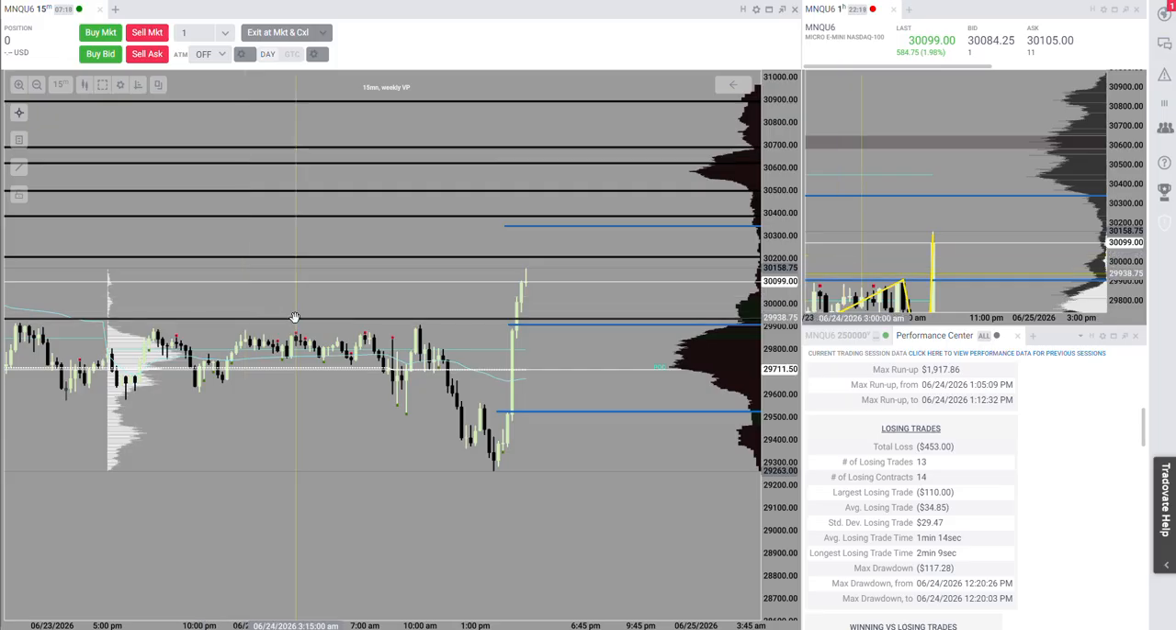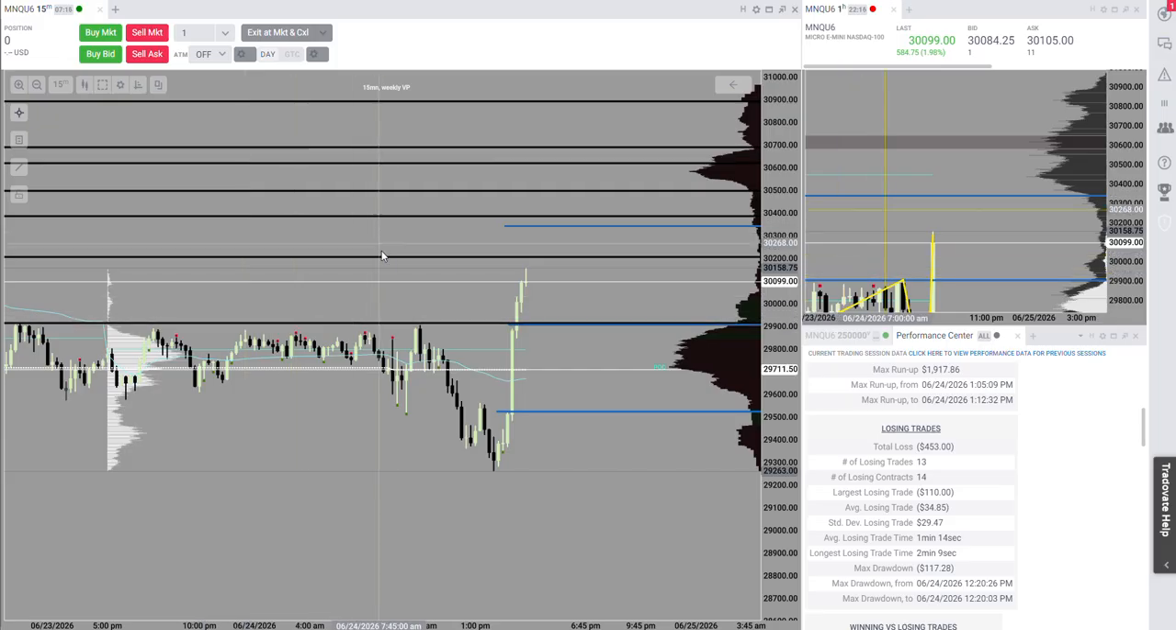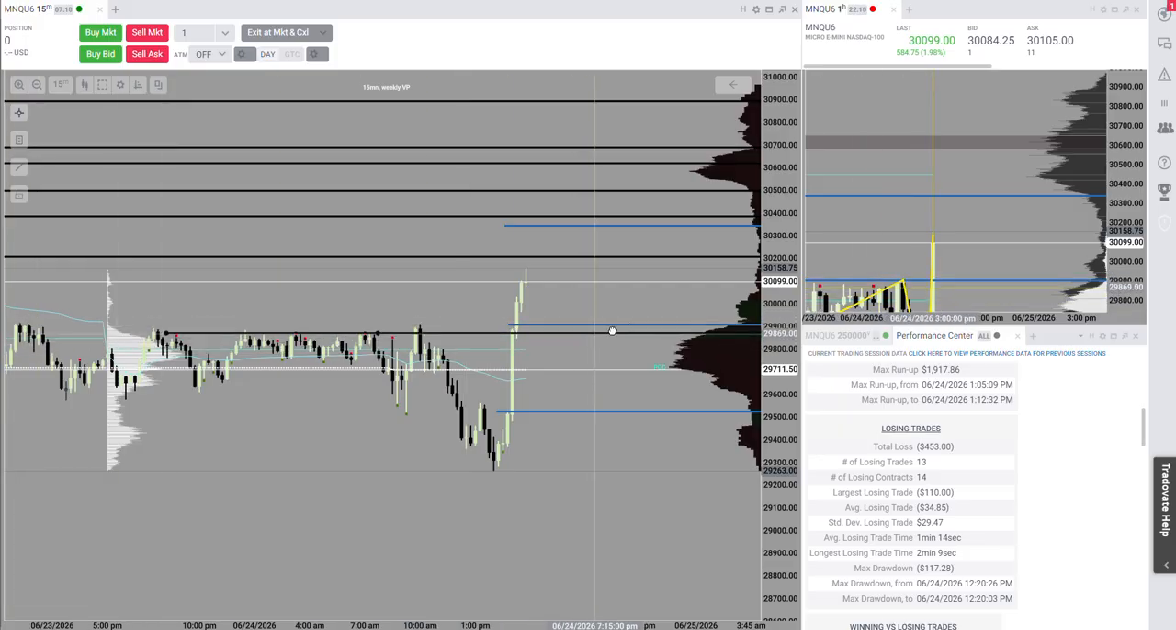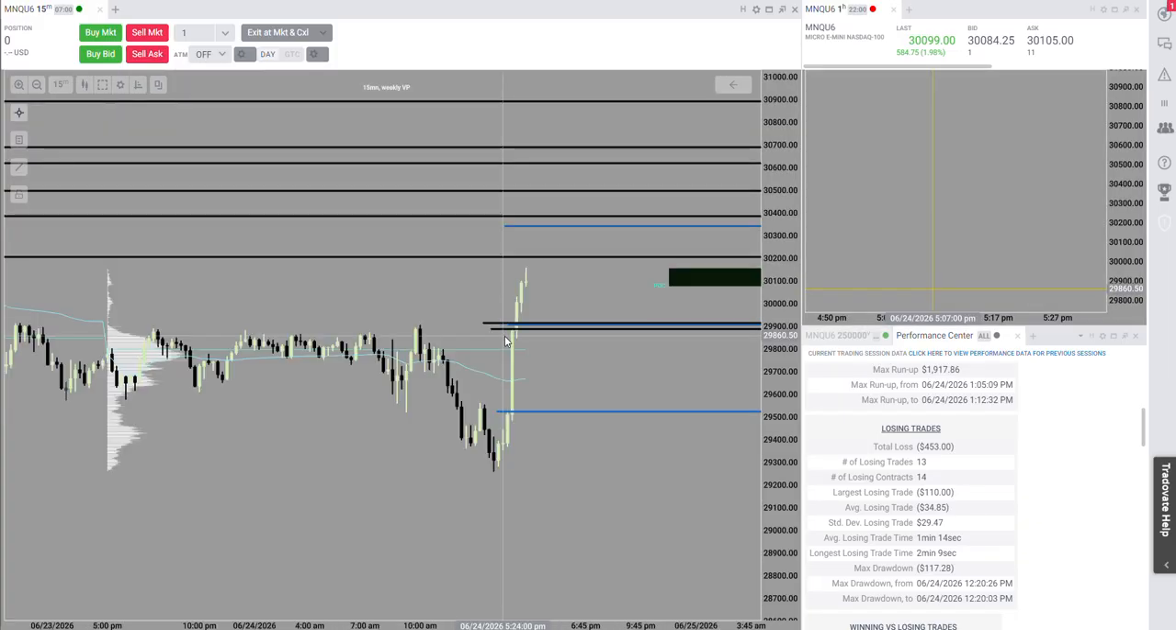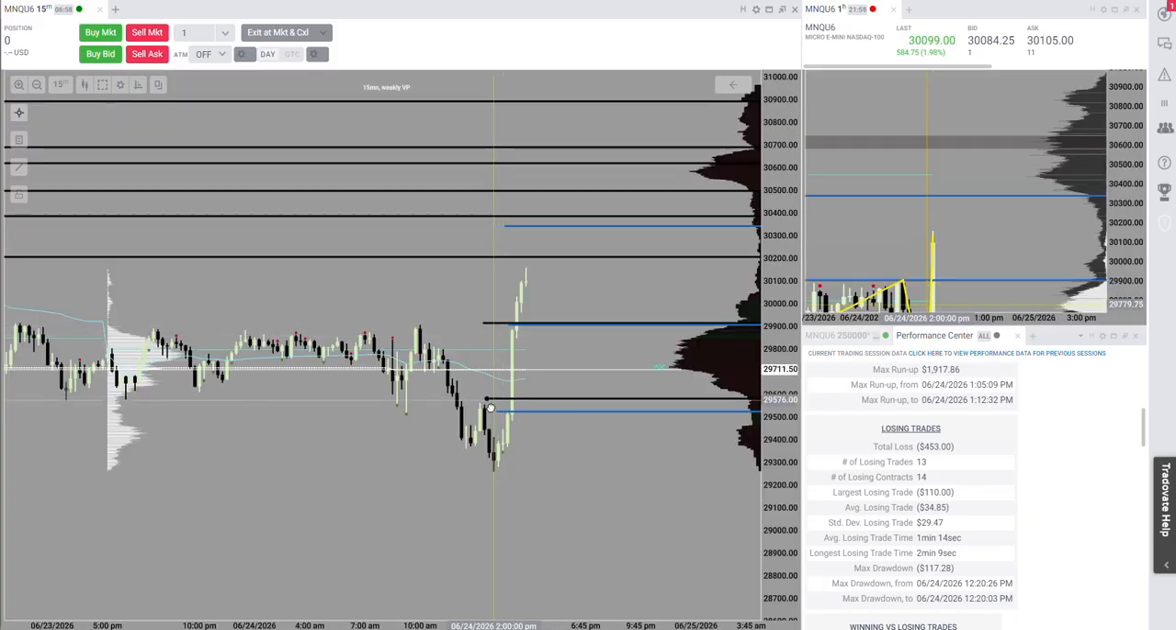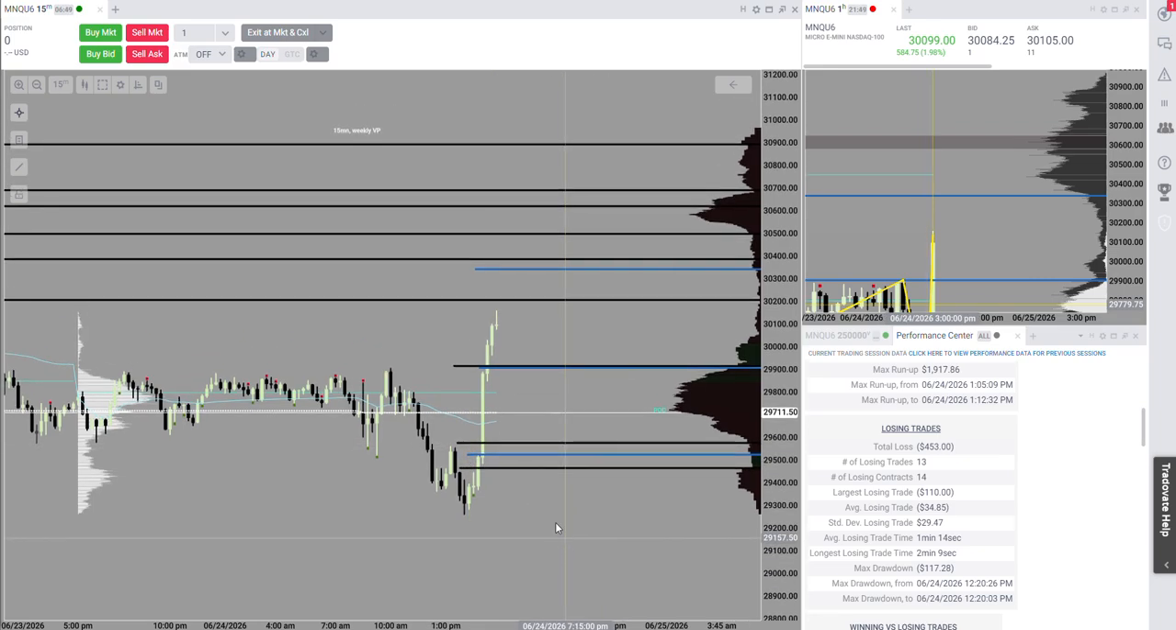Then, in addition to those, I'm marking out my low volume nodes. Again, I think what I'm going to do is make sure that these are drawn further off to the right, as such. Like that little node right there. I think that's probably pretty important.